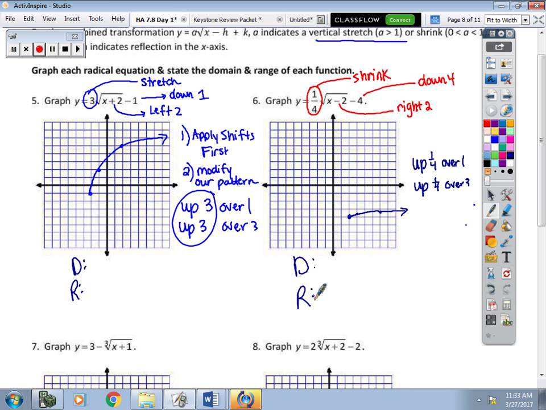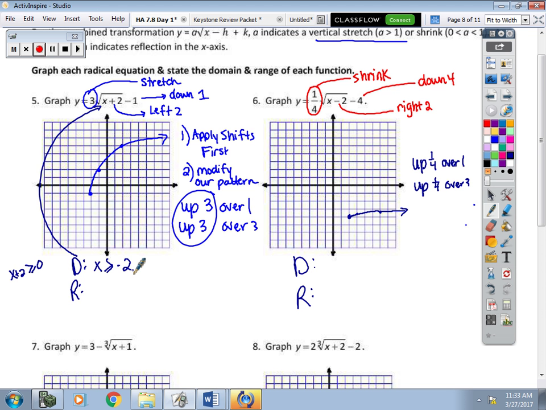Okay, we have to find domain and range for each one. So let's look at 5 first. Now the rule for domain still works. You can still use our rule that the radicand must be greater than or equal to 0 if you want to do it algebraically. So you could say the x plus 2 that's under my square root has to be greater than or equal to 0. And solve, subtract 2 on both sides, you'll get x is greater than or equal to -2. That's for my algebraic people.